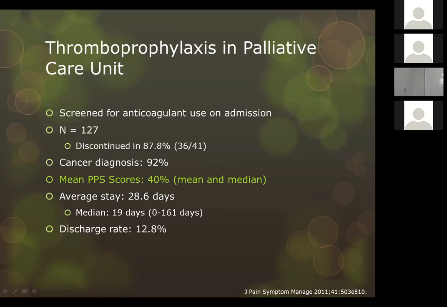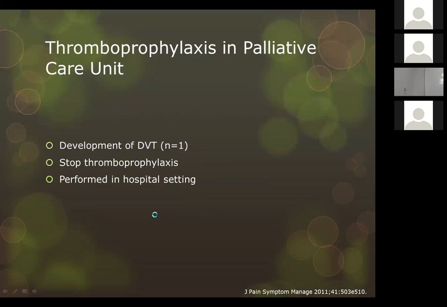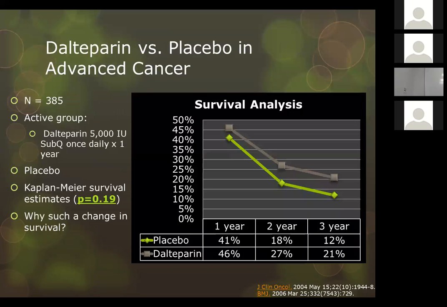So the next study I'm going to look at is assessing Dalteparin versus placebo in advanced cancer. Now this was a little bit larger study, with 385 patients. There was an active group essentially receiving Dalteparin 5,000 international units sub-Q once daily for a year, or placebo. They did Kaplan-Meier survival estimates, which was not statistically significant.